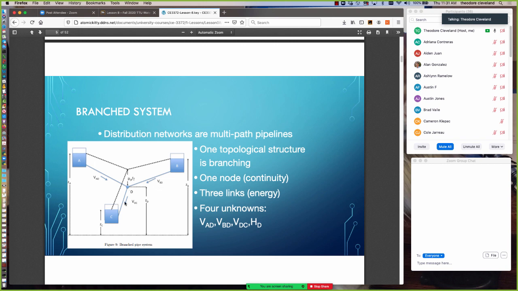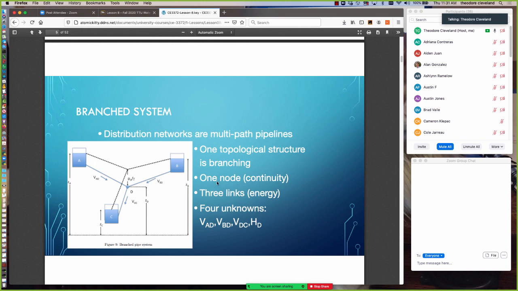These arrows represent algebraic plus or minus signs. They are a direction convention. So if we calculate a negative velocity, that simply means flow is going the opposite of what we drew it here.